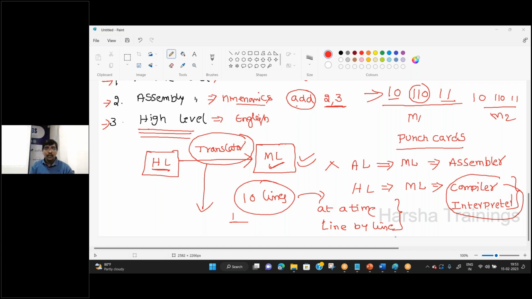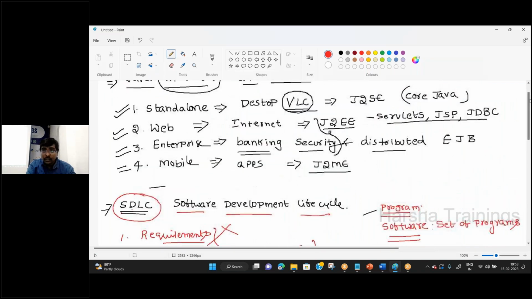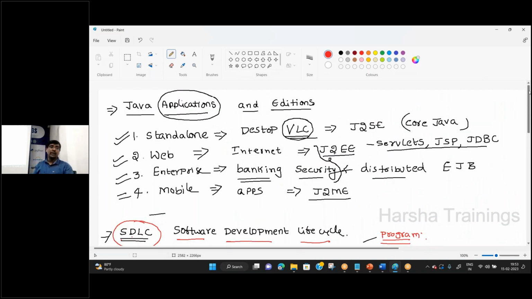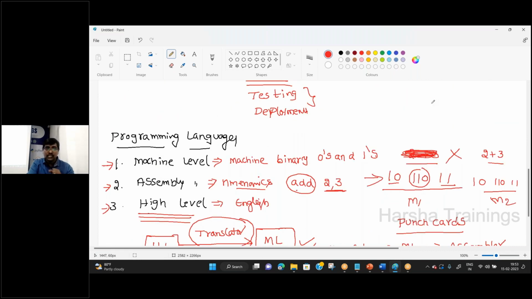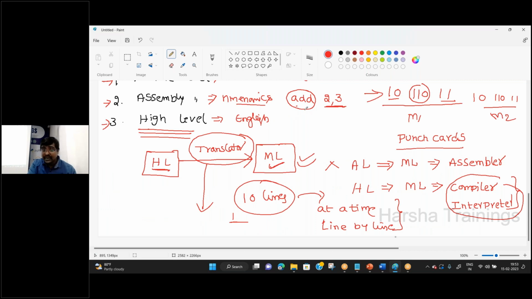Okay, clear? Now, this is today's topic. What are the applications of Java and its different editions? How to develop software, that is SDLC. What is software? What is a programming language? What are the different types of programming languages? What are the translators?